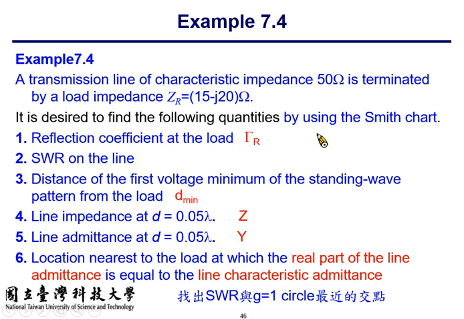If you look from the outside, the first circle on the left hand side is labeled as wavelengths toward generator. So it means that if you are moving from the load, from the termination to the generator, from the right hand side to the left hand side of the transmission line, then the point should move clockwise.